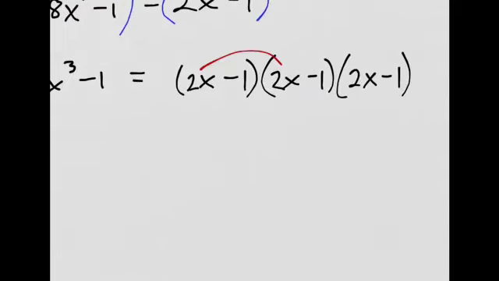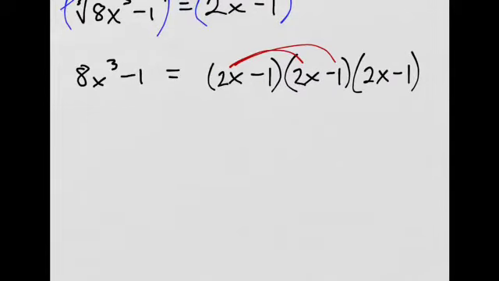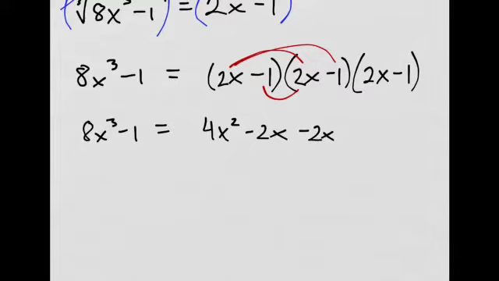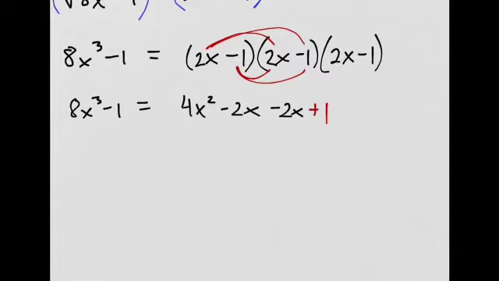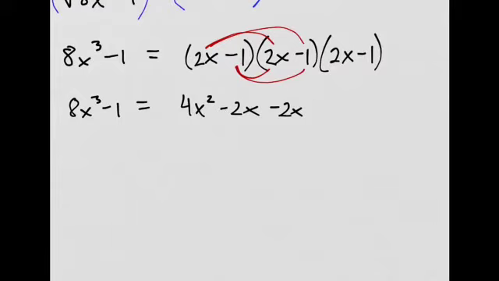First, I would just FOIL this out. Just work on these two binomials first. So I get 8x cubed minus 1 equals 4x squared, that's that part. And then negative 2x, and another negative 2x, and then plus 1. Oh, that's nice. I didn't mean to do that in black, I mean in red. Plus 1.